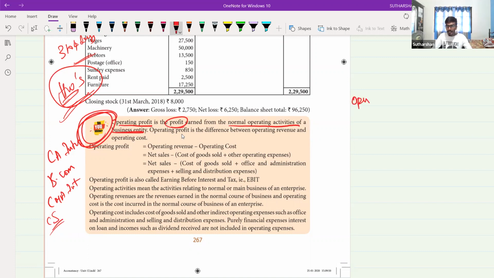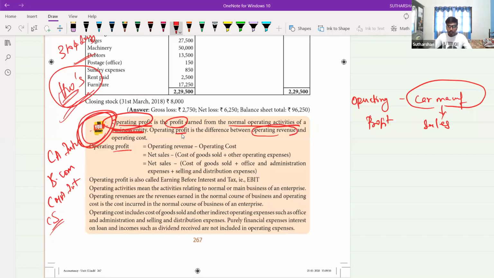But my operation is doing car manufacturing. கார் மேனுஃபேக்சர் பண்ணி சேல் பண்றதா என்னோட ஆபரேஷன் அப்படின்னா, அப்ப நான் இதுல இருந்து மட்டும் எனக்கு எவ்வளவு ப்ராஃபிட் வருதோ தட் இஸ் மை ஆபரேட்டிங் ப்ராஃபிட். அப்ப ஆபரேட்டிங் ப்ராஃபிட் எப்படி கண்டுபிடிக்கிறது? ஆபரேட்டிங் ப்ராஃபிட் இஸ் a difference between operating revenue and operating cost.